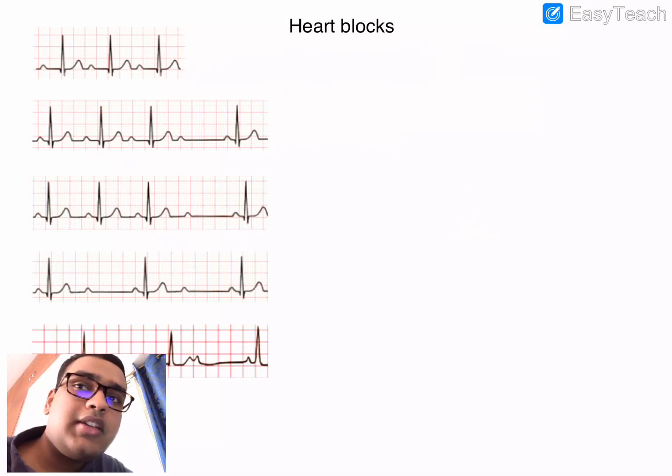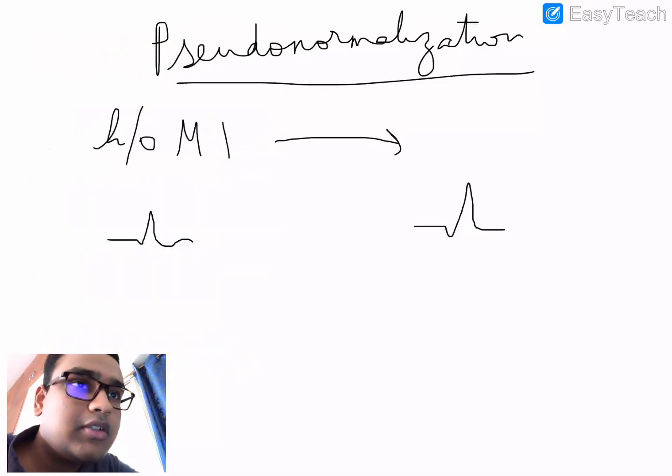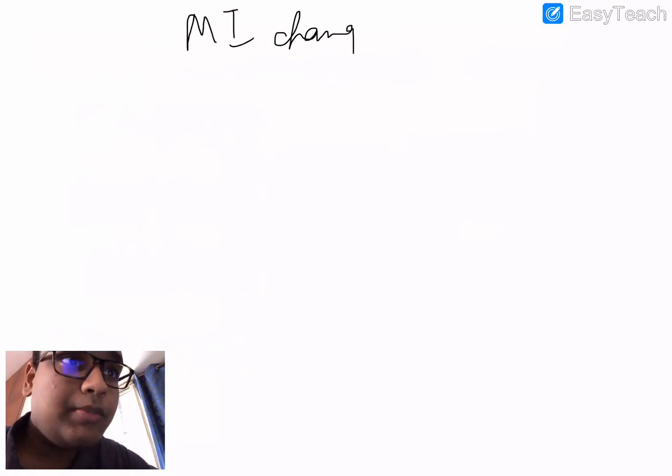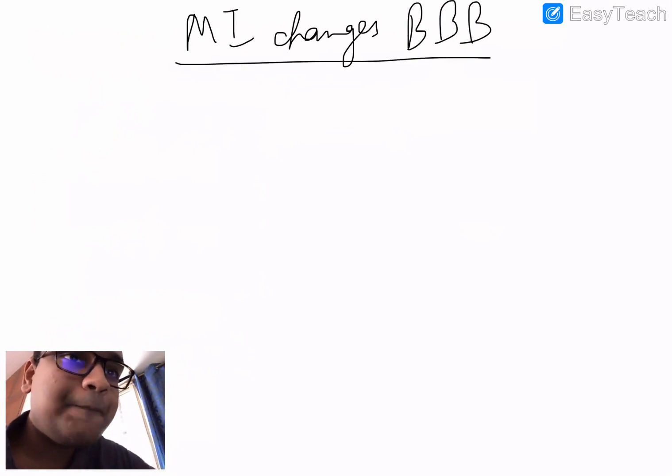So before we come to heart blocks, there is one more important topic which we'll learn. And now in a minute or two, we'll discuss MI changes superimposed in a patient with bundle branch block. So this becomes quite tricky. So let's revise in a few seconds.